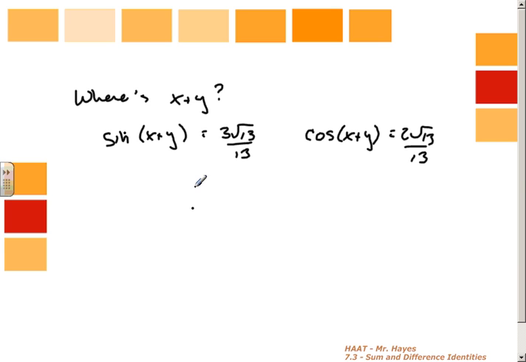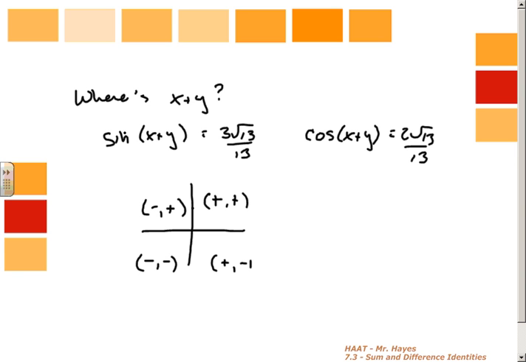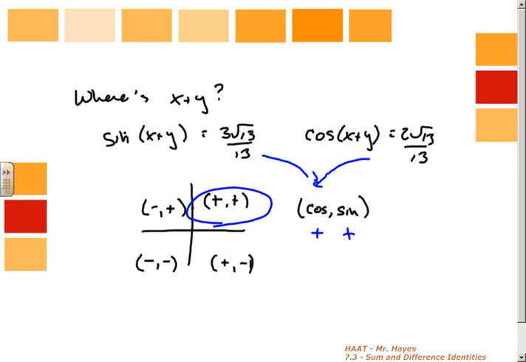Think back to where quadrants are. Okay. Quadrant 1, positive, positive. Quadrant 2, negative, positive. Quadrant 3, we have negative, negative. Quadrant 4, we have positive, negative. Also remember back to the unit circle, cosine comes first, sine comes second. So in our case, from what we have up here, we've got a positive cosine and a positive sine. The only place where that happens is going to be quadrant 1. So x plus y is in quadrant 1.